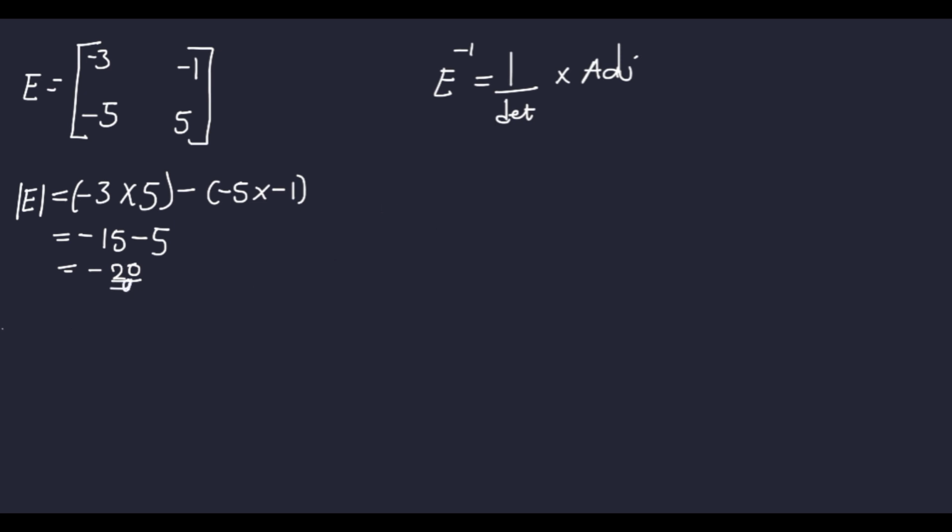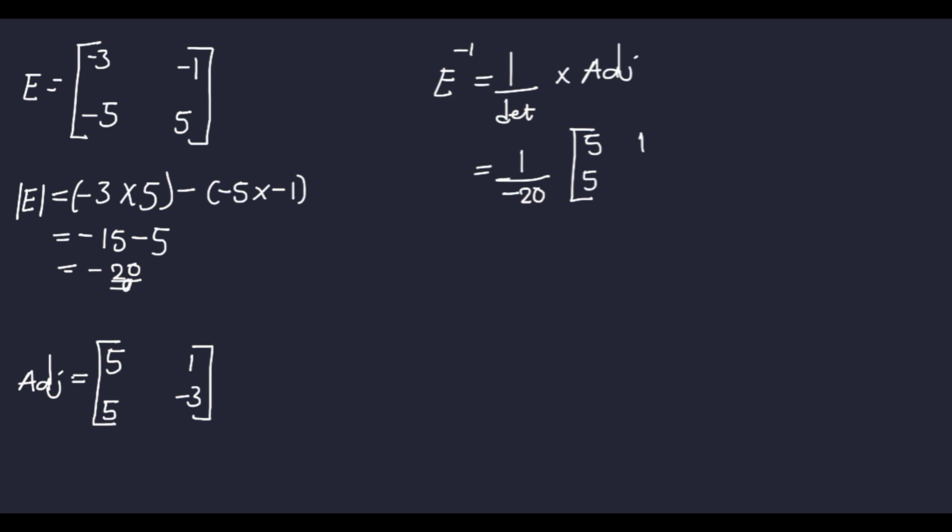After finding the determinant, let's find the adjoint of matrix E. From the major diagonal, we are going to change the positions, then we change the sign of the minor diagonal. So the 5 comes here, then negative 3 goes here. Then from the original matrix E, the 5 is negative, so in the adjoint we are going to have a positive 5. Then also here a positive 1. So we can proceed by 1 over the determinant, which is negative 20, multiplied by the adjoint. So this is how you can find the inverse of a 2 by 2 matrix. You just have to find the determinant and also the adjoint of a given matrix.